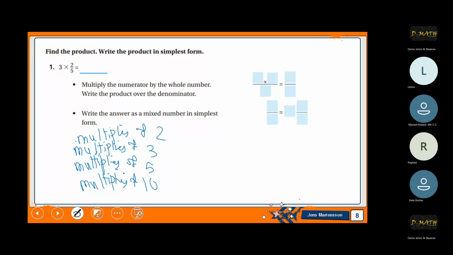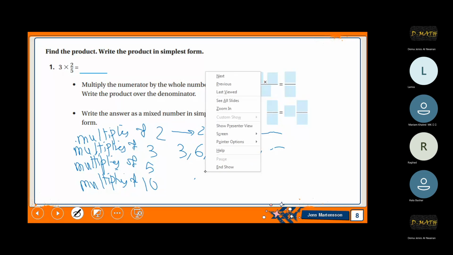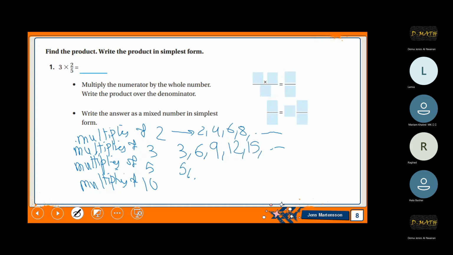Now, what are the multiples of 2? Even numbers: 2, 4, 6, 8, and so on. What are the multiples of 3? 3, 6, 9, 15. What do I mean by multiples of 3? Like 3 times 1, 3 times 2 is 6, 3 times 3, times 4, and so on. Now, what are the multiples of 5? 5, 10, 15, 20, 25, and so on.